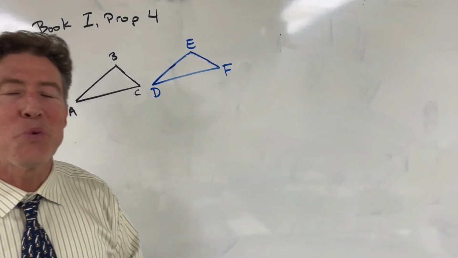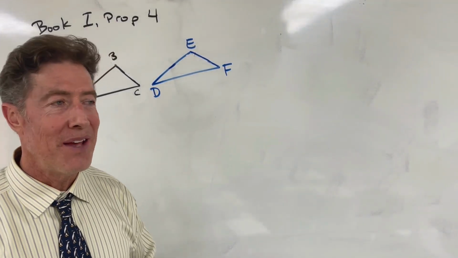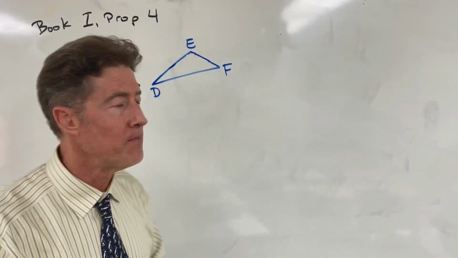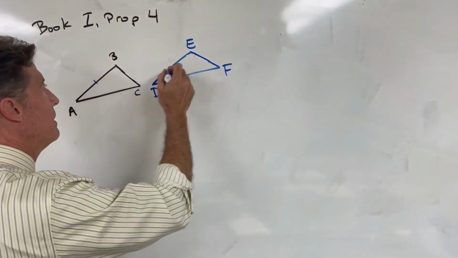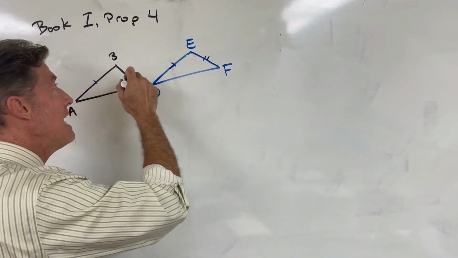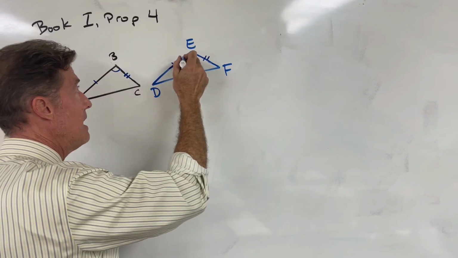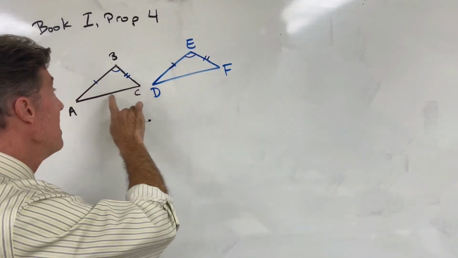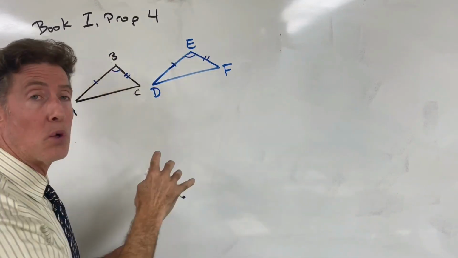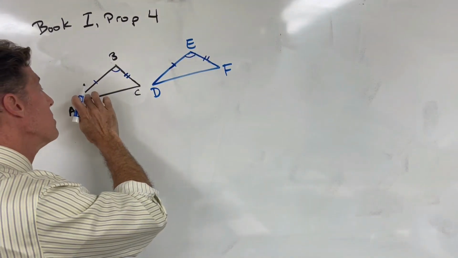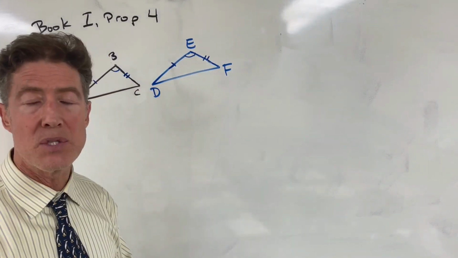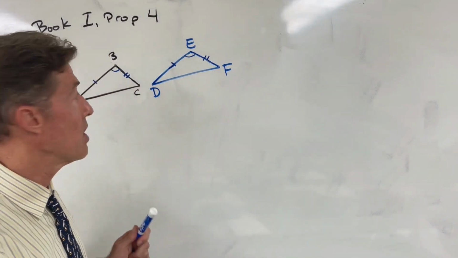Euclid, Book 1, Prop 4. If two triangles have two sides equal to two sides respectively, so this side equal to this side and this side equal to this side, and the two angles contained by the straight sides equal, then the base will be equal to the base and the whole triangle equal to the whole triangle, and the remaining angles will be equal to the remaining angles. This is known as the side angle side proof of the equality of triangles.